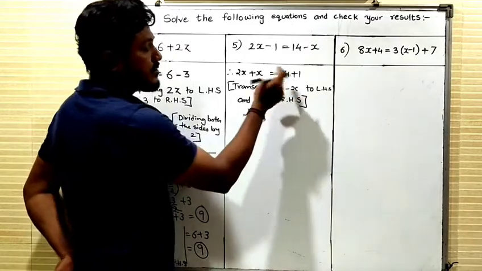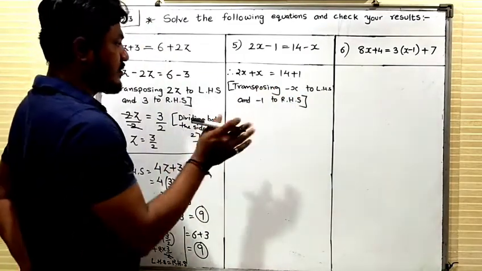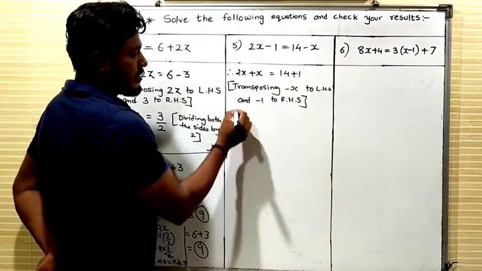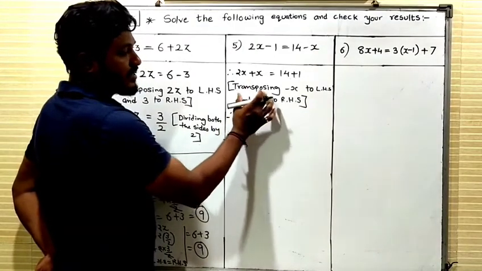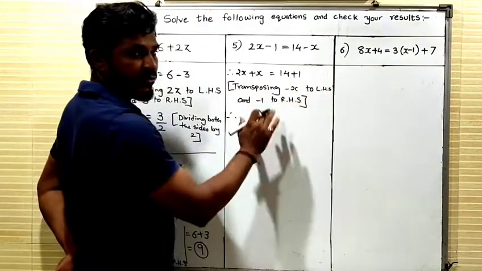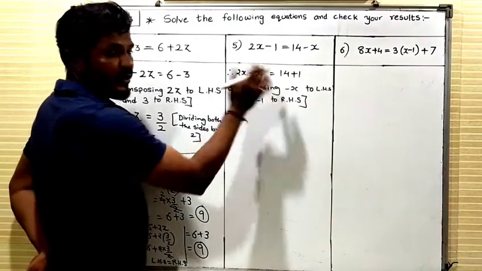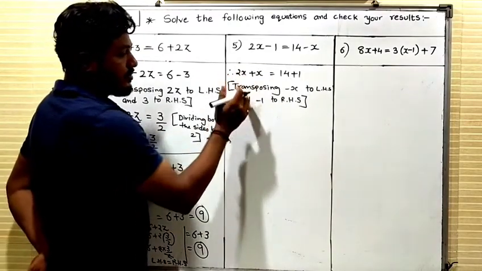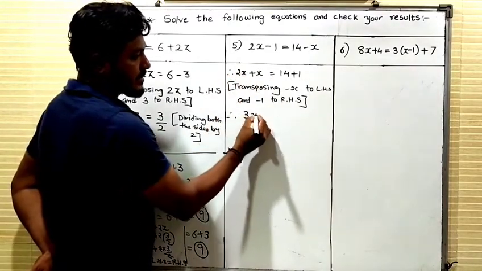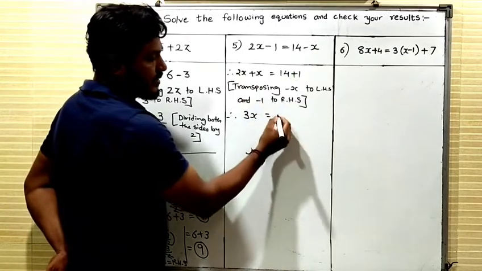Dear student, you can do such steps separately also, as I told you earlier. Now add it. You can write this statement aside also. Here space is not there, that is why I am writing below the equation only. Now 2x plus x gives 3x. 14 plus 1 gives 15.